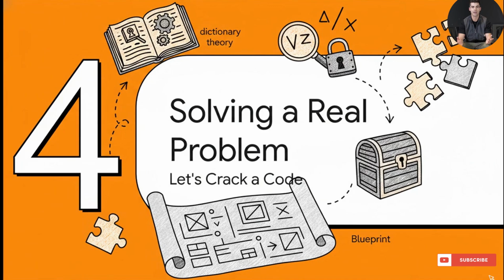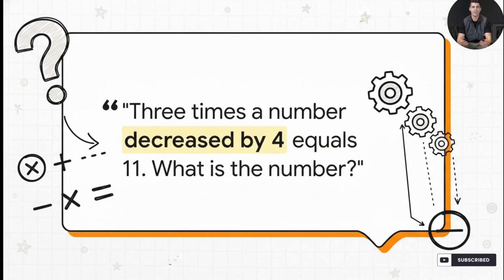Okay, enough talk. Theory is great, but let's see this thing in action. It's time to take our dictionary and our blueprint and actually solve a real problem. We're going to crack this code together one step at a time. All right, here's our target. 3 times a number, decreased by 4, equals 11. What is the number? It might look pretty simple, but it's got all the pieces we need to practice on. Our mission is to turn this one sentence into one clean, solvable equation.